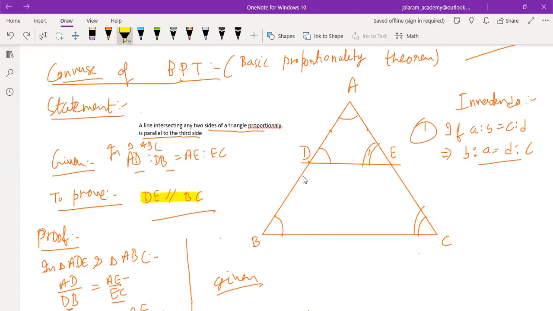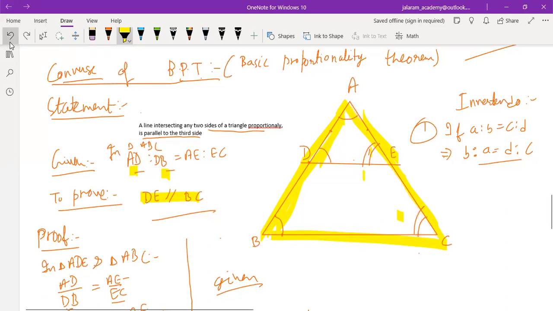And if these two triangles are similar, then their corresponding angles will be equal. So if we prove that their corresponding angles are equal, then DE will be parallel to BC. So how to prove the similarity? First of all, we use the ratio AD is to DB equals AE is to EC. And if we add AD and DB, we get AB, which is one side of triangle ABC. And if we add AE and EC, we get the side AC of triangle ABC. So how to add them?